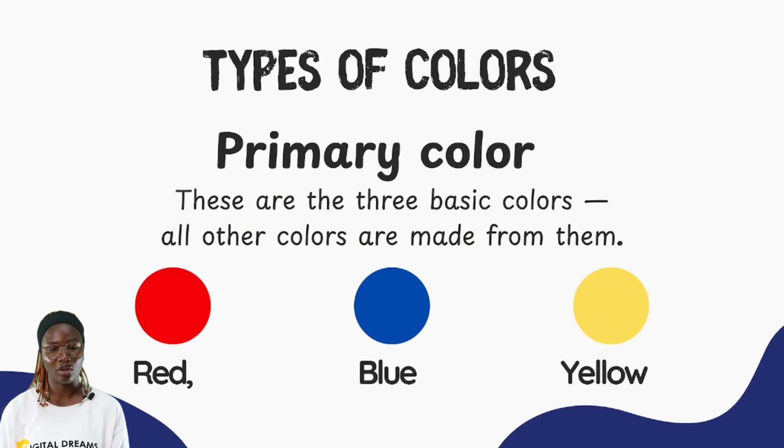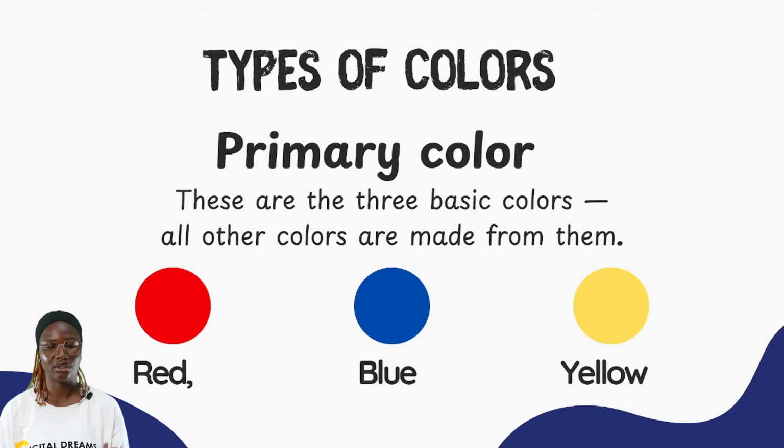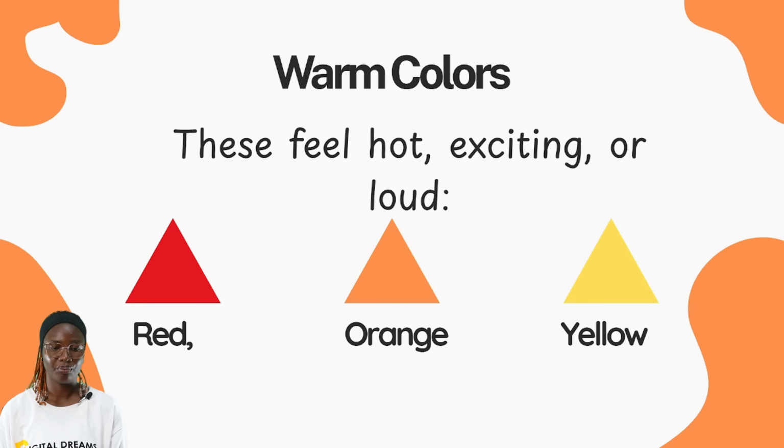We have primary colors. The primary colors are the three basic colors. All other colors are made from these primary colors, and they are red, blue, and yellow. Then we have secondary colors, which are made by mixing two primary colors: green, orange, and purple. Like orange, you can get orange by mixing red and yellow.